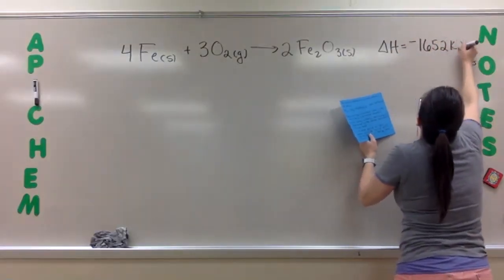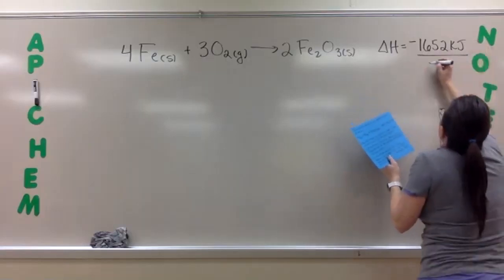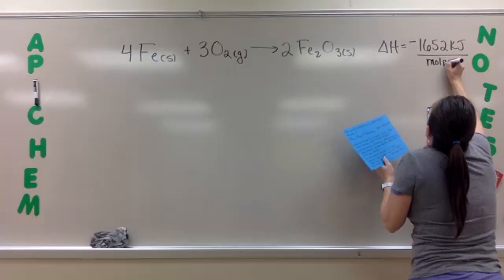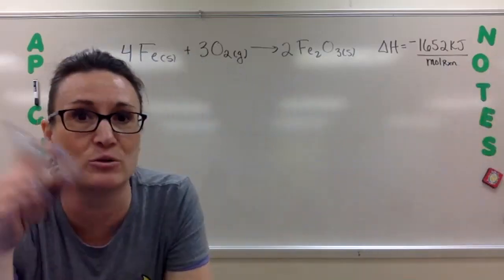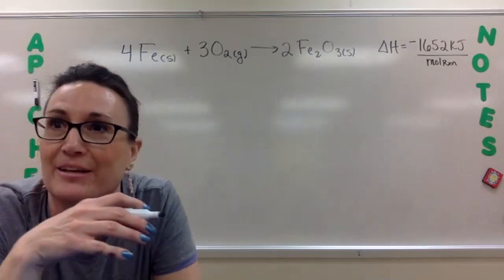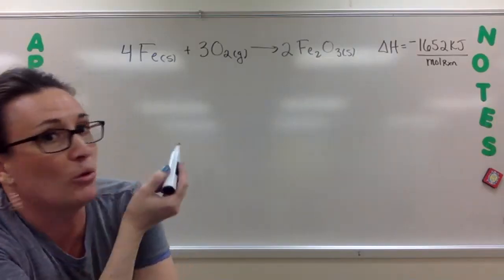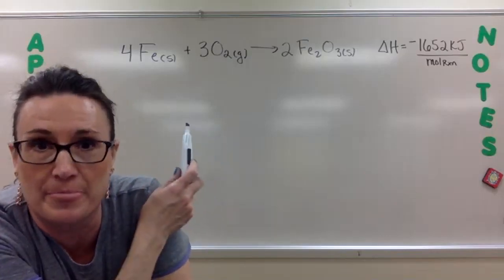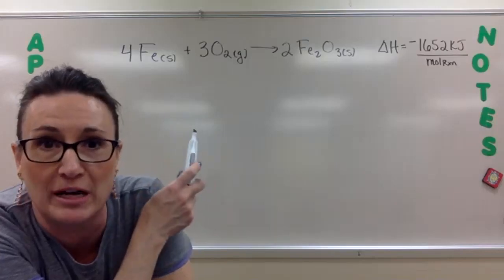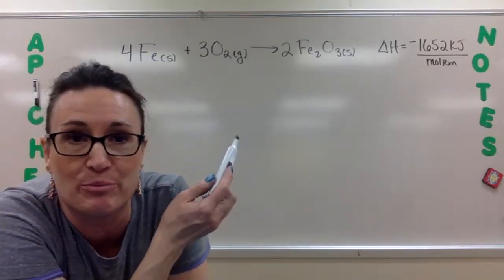-1652 kilojoules. Okay, and a lot of times now on the AP test they'll say per mole of reaction. There's a lot of debate on who likes that, who doesn't. I don't care. Just roll with it. I tell my students, roll with whatever it is. What that means is that's the amount of heat if you had 4 moles of iron. That's the amount of heat if you use 3 moles of oxygen. That's the amount of energy or enthalpy or heat, because we're going to keep pressure the same.